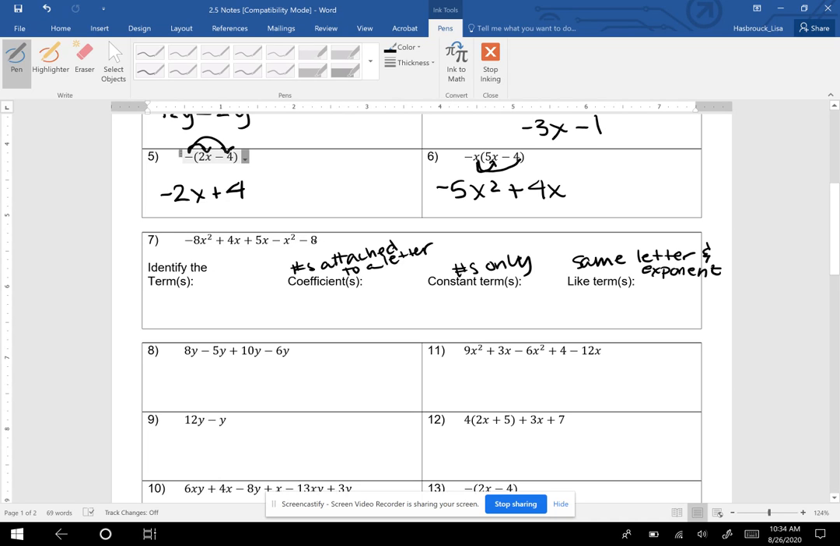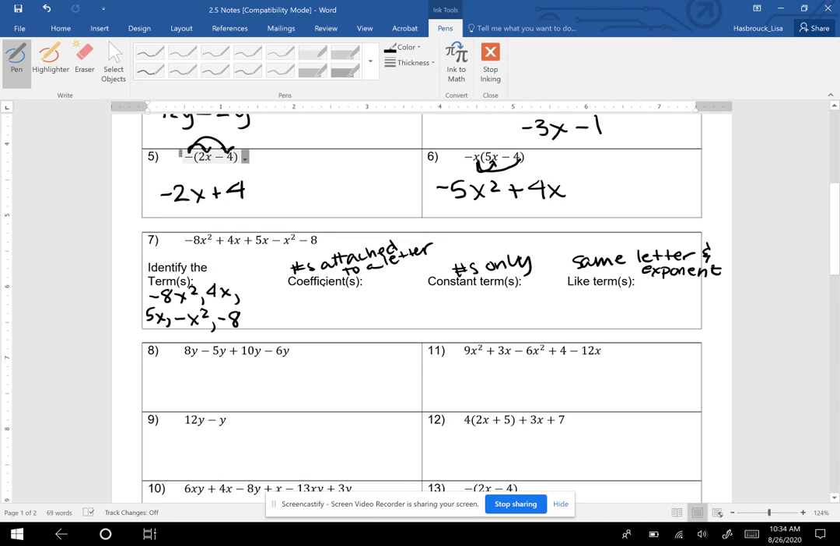So for the terms, we're just going to list these all out, paying close attention to signs. So we have a negative 8x squared. It's a plus 4x, so that's a positive 4x. Plus 5x is a positive 5x. Now it's minus x squared, so that means it's a negative x squared. And then minus 8 means it's a negative 8. You do have to pay close attention again to those signs.